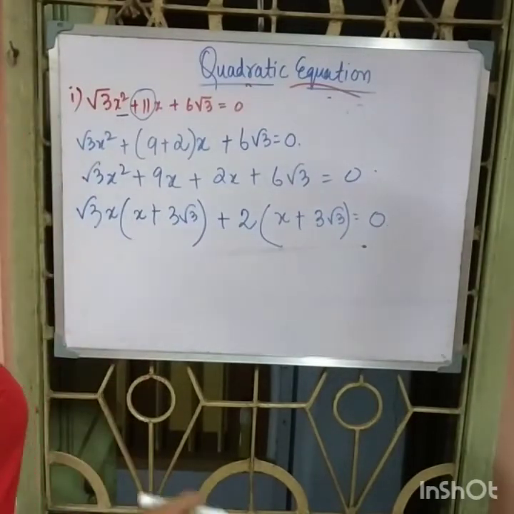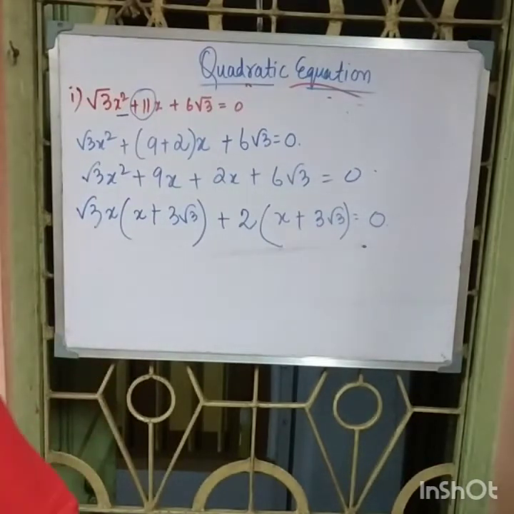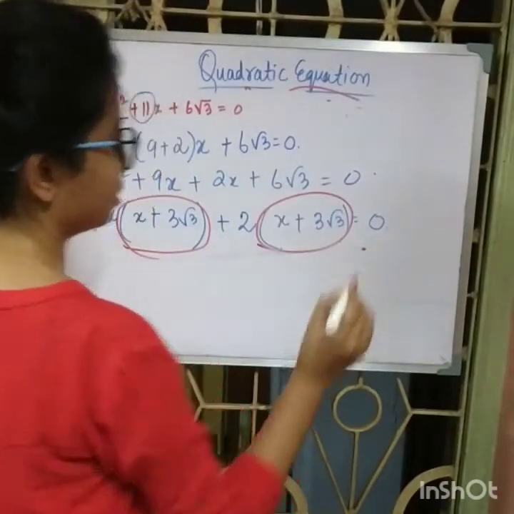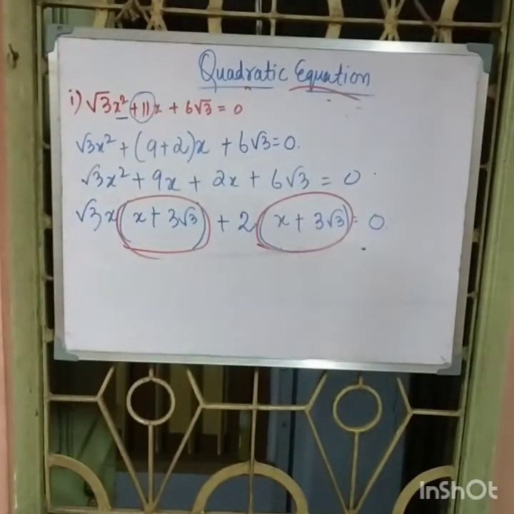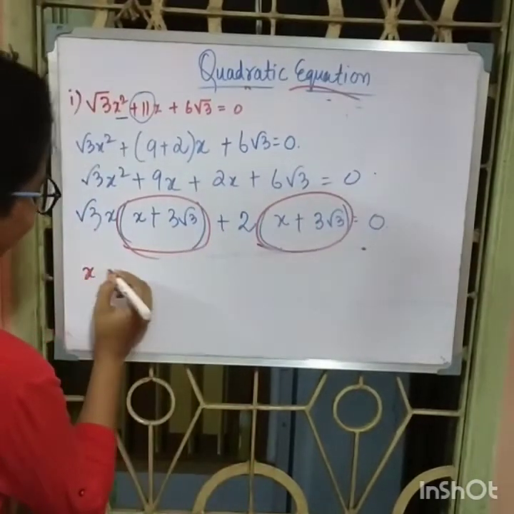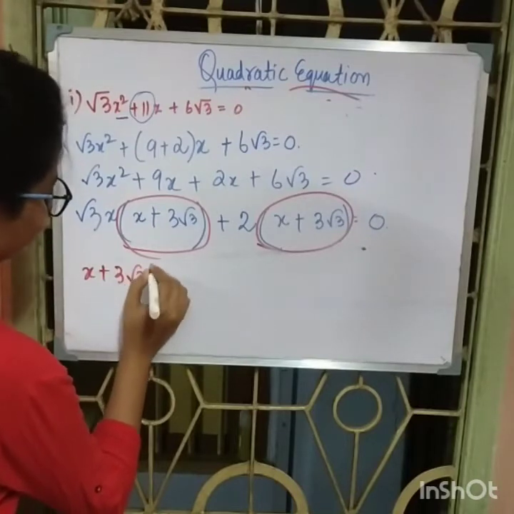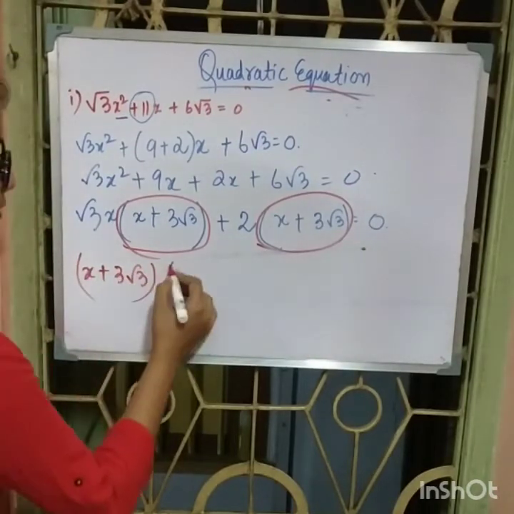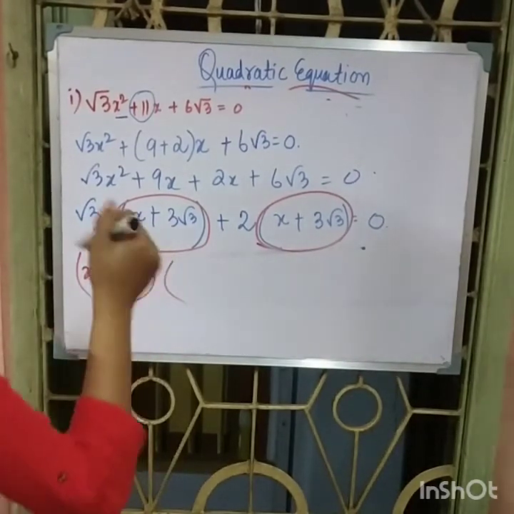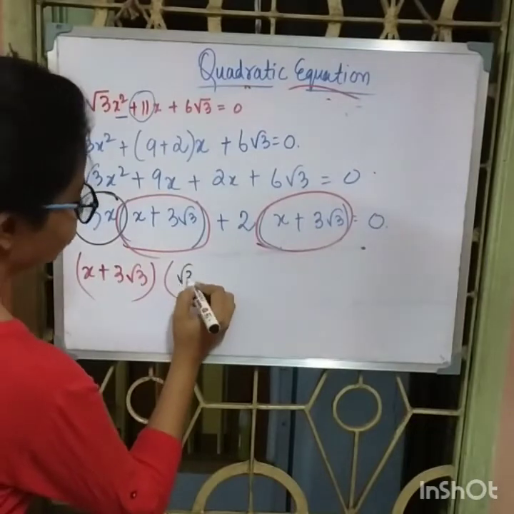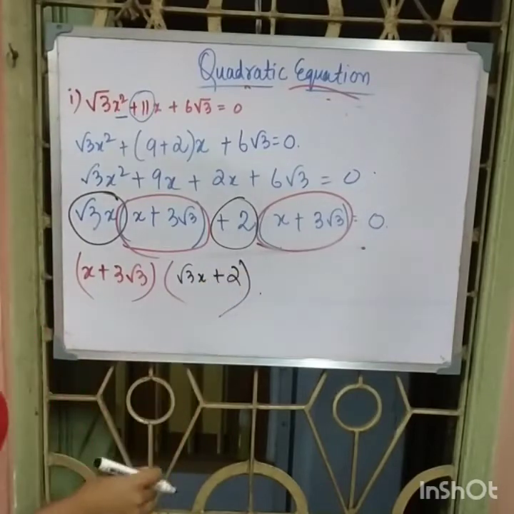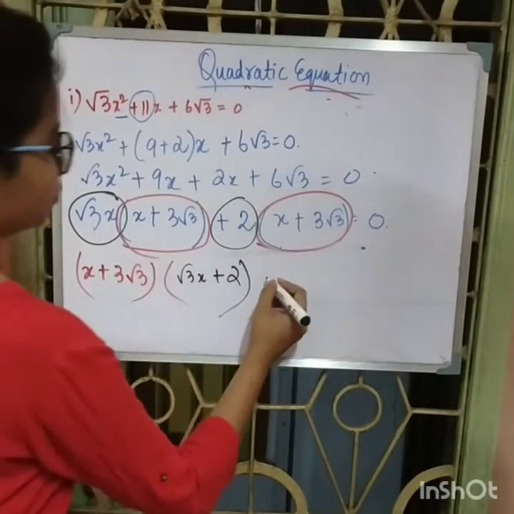Now we can see from both of these terms, we can take something common, and that is x plus 3 root 3. X plus 3 root 3 is present here also and here also. So we can take x plus 3 root 3 as common, and then what are we left with? We are left with root 3x here, and plus 2 here. Take care of the signs, okay? And equal to 0.